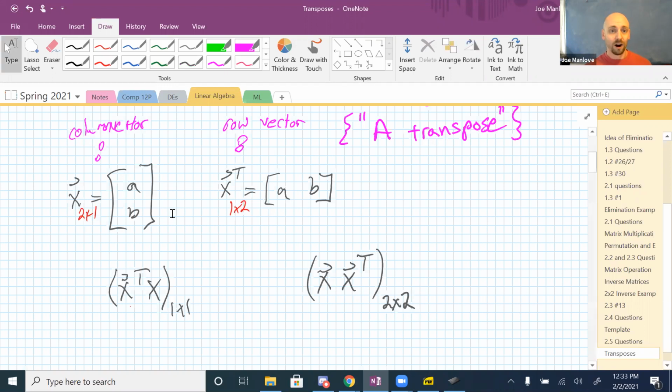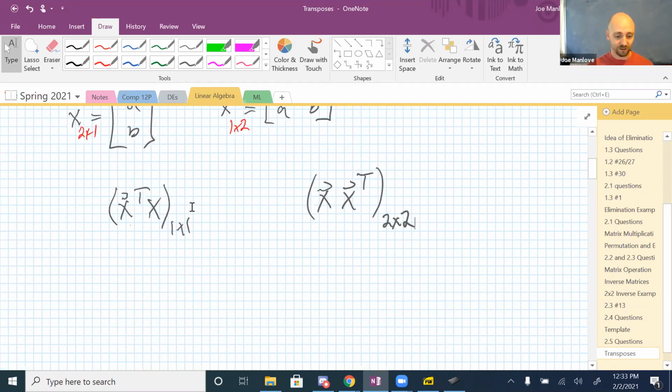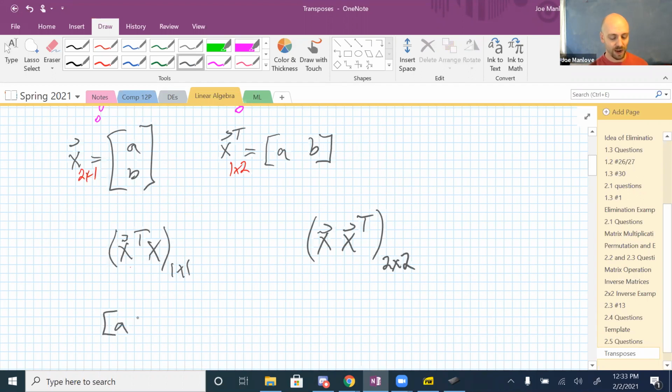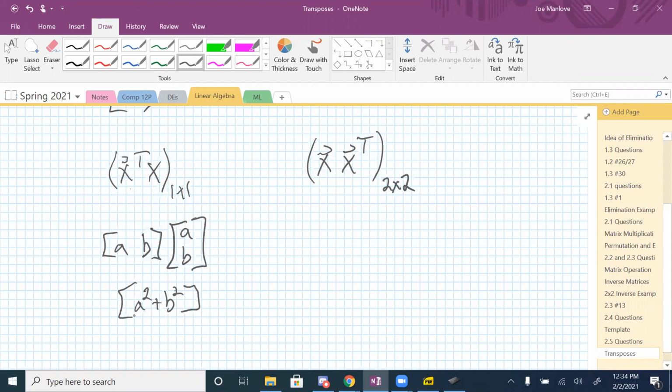Okay. All right. Now, when I actually calculate this as a 1 by 1 vector, that's going to be my row vector AB times my column vector AB. What do I get out of that? A squared plus B squared. Yeah, you get A squared plus B squared as a 1 by 1 matrix. You guys see that? What is another name for a 1 by 1 matrix? A scalar, yeah. It's a scalar.